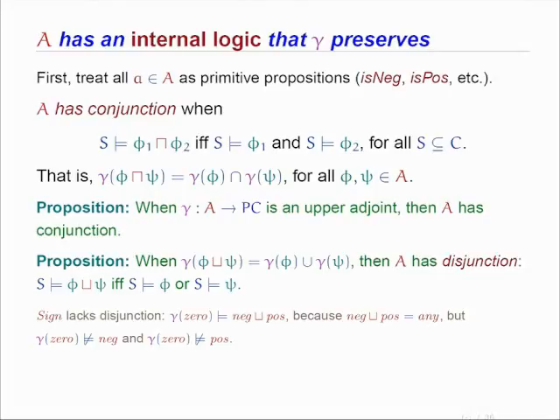Now, what about OR? Is it the case that gamma will preserve join as union, therefore giving disjunction? Sometimes it will, but it doesn't in my example. My little sign domain is so impoverished that if I take this join, that goes to any, and that concretizes to way too large of a set.